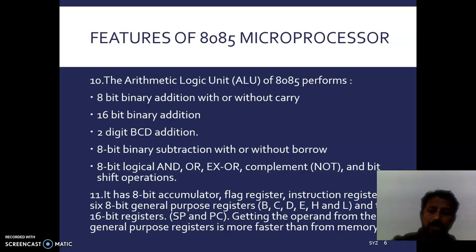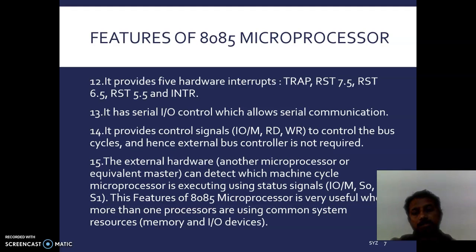You also have other general purpose registers like B, C, D, H, and L. Two 16-bit registers are there, SP and PC. One is the stack pointer, and the other is the program counter. So these are the registers.